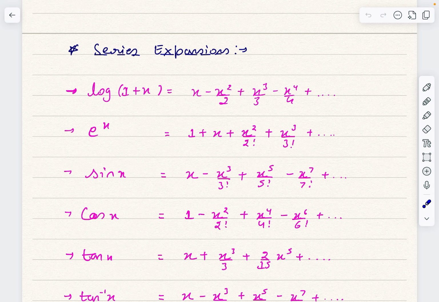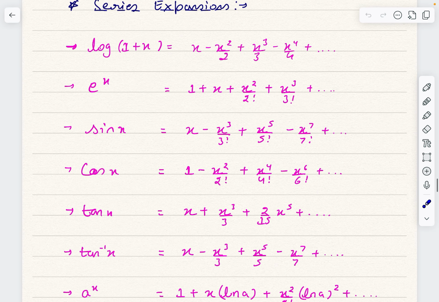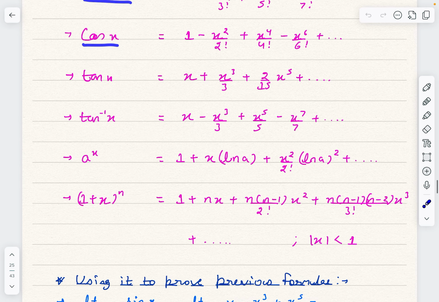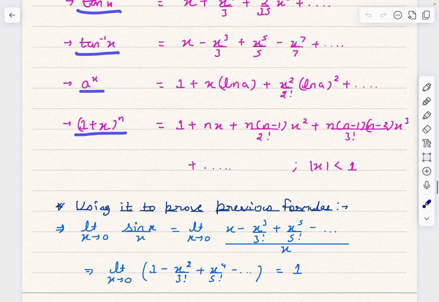In the last class, we discussed the series expansion of the important functions log(1 plus x), e power x, sin x, cos x, tan inverse x, a power x, and (1 plus x) raised to power n. And we discussed how we use this series expansion to prove one of the previous formulas, limit x tends to 0 of sin x by x.